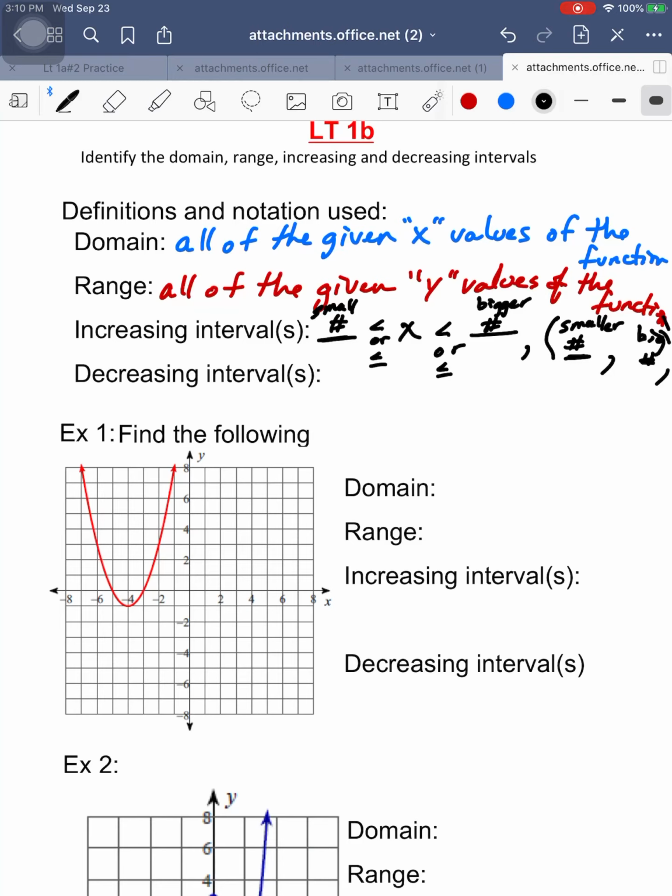Domain is how far left to how far right will the graph go, forever and ever. So we have to look at each graph individually. How far left will this graph go? If we look at the left part of the graph, the left arrow, this is pointing to the left. It'll keep going left forever. It's going up, but I'm not caring about up and down. Right now it's domain, which is x values, which are left and right. How far left will that go? It'll go to negative infinity.